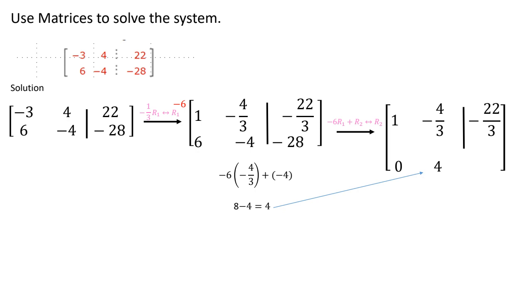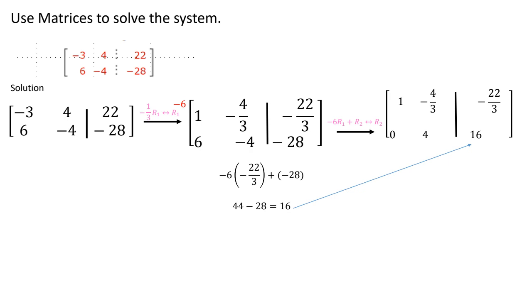Got to do it one more time. I'm going to multiply the -6 to the -22/3. So again, -6 divided by -3 is a positive 2. 2 times 22 is 44, plus a -28, so that's just 44 minus 28, which is going to give me the 16. Okay. All right. So now I have a 1, 0.